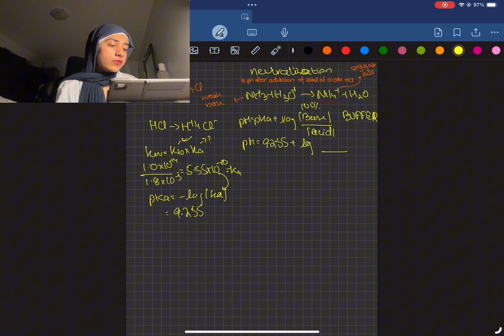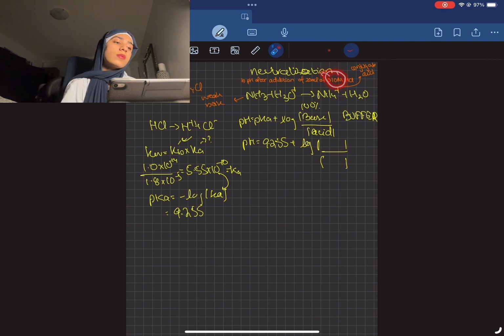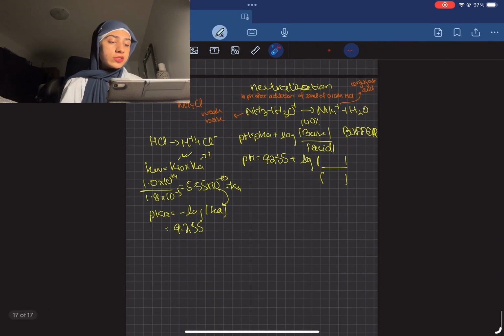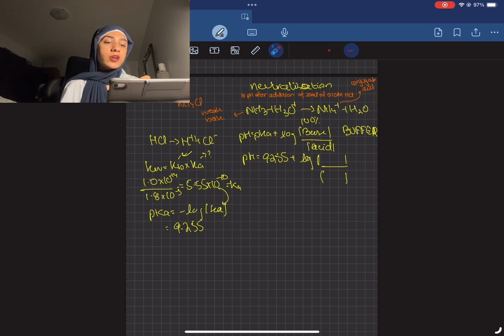Now I need the concentration for my base and my acid. How do I find them? Can I use the concentration that is provided to me here, like 0.1 molar HCl and 1 molar NH3 that are available to me? No, I can't use those concentrations, because your buffer got created when you mixed those two things up. You mixed your HCl with your base. So you can't put these concentrations here, because these are the initial concentrations that you had. But in order to find these concentrations, you need to find the number of moles that are available to you.